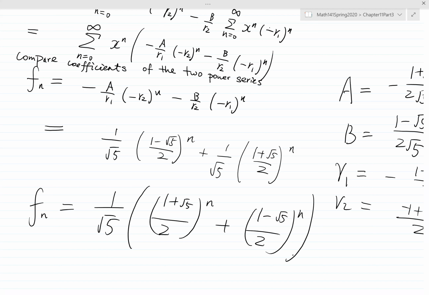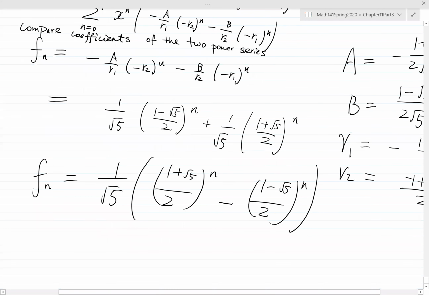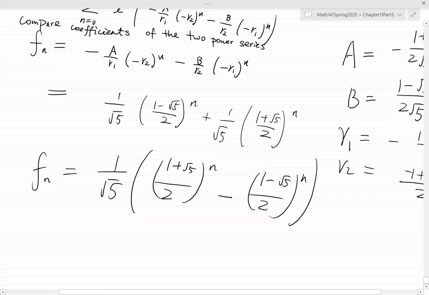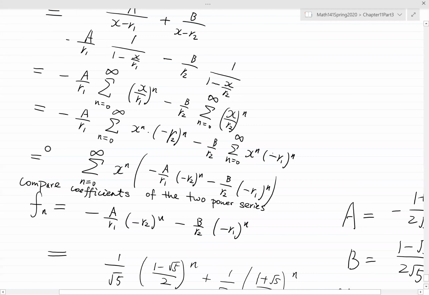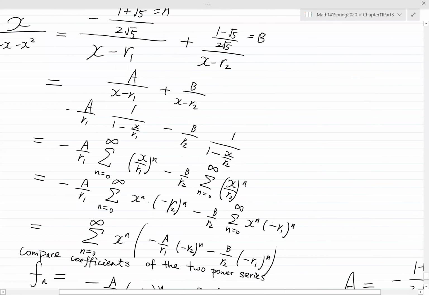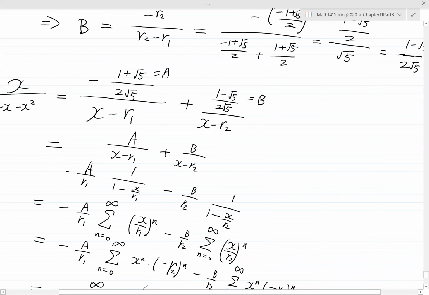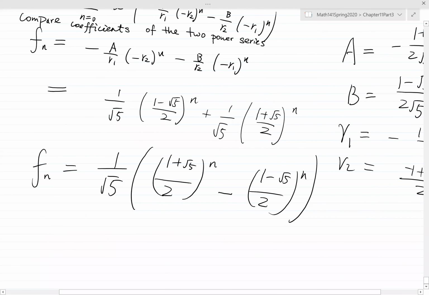Somehow that's a sign mistake probably. This should be negative. You check the algebra. There's some algebra problem you need to fix. Yeah, be careful. We made some algebra mistake. Actually, that's a sign mistake. This should be negative. Then it's correct. Okay, so finally, you see, we get the Fibonacci number.